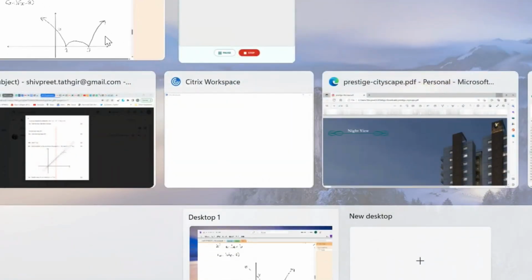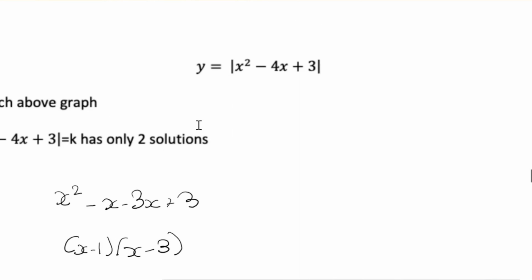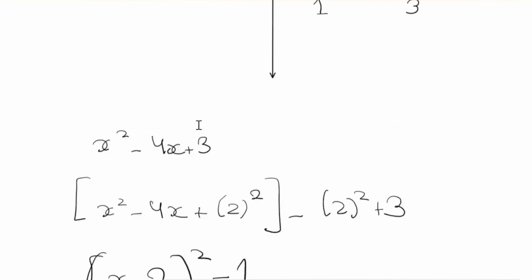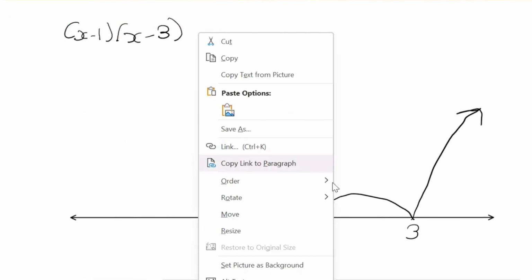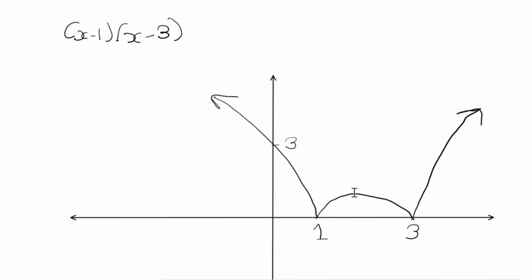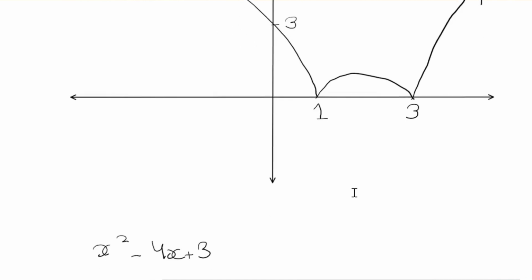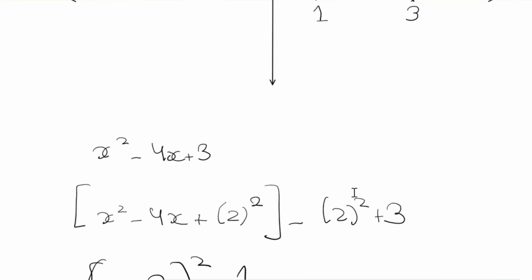Now we need to find out what values of k have only two solutions. We can see that the values above this vertex point will have only two solutions. So we need to find the vertex. For that we need to put the equation in vertex form. If you don't know how to write an equation in vertex form, you basically take the b term of the equation, which is minus 4 in this case, and the half of that you need to square it. You need to write both the positive square and the negative square.